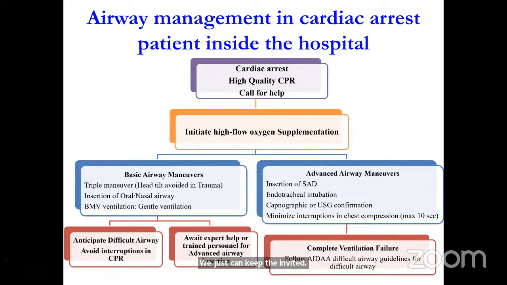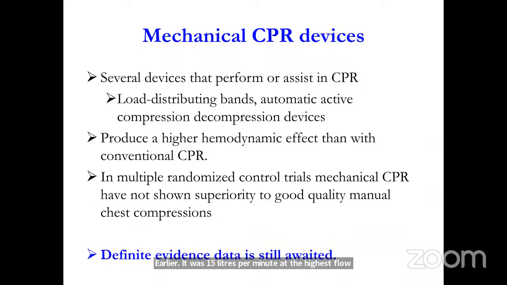With the emerging evidence coming from high flow nasal cannulas and devices, we can probably go even up to say 50 to 70 liters per minute. This appears to be an accepted norm, and it will probably come into the guidelines in subsequent years. Earlier it was 15 liters per minute at the highest flow, but now we can go a little higher. The mechanical CPR devices, there are many devices which are available and are being used for this purpose.